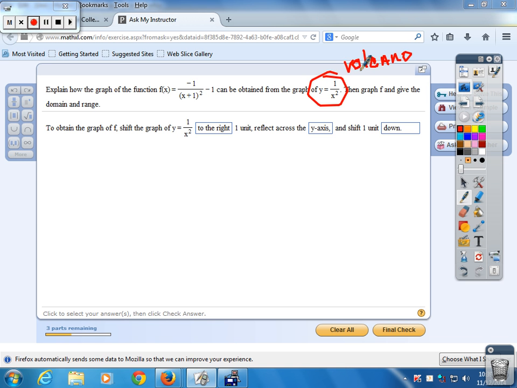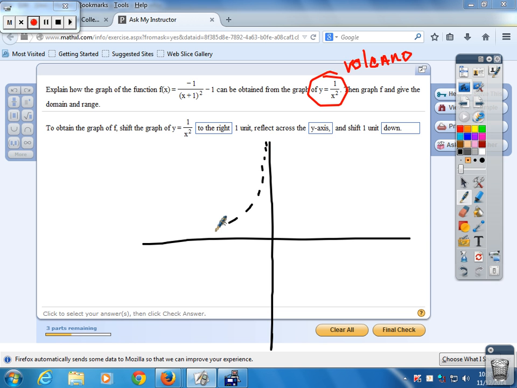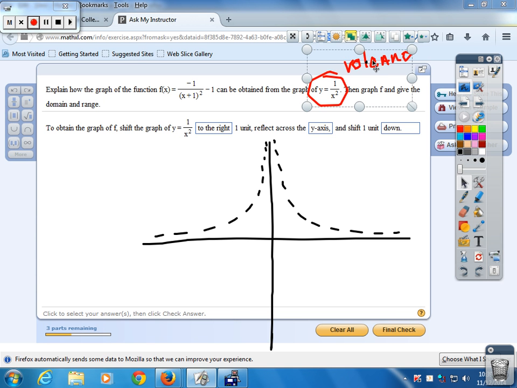All right, so this one, I'm going to make it black, I'm sorry. We'll make it black. Your parent graph looks like this. That's your parent graph. All right, so let me change this into black. Back in black. All right, so there's your parent graph.